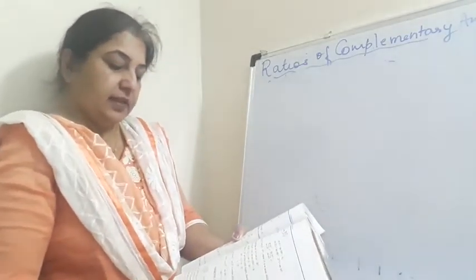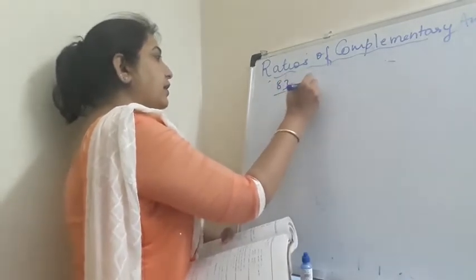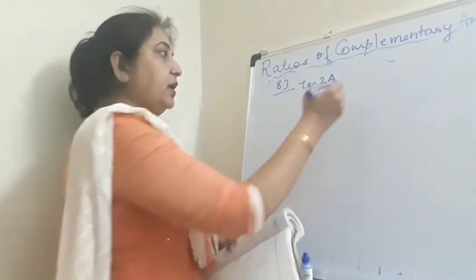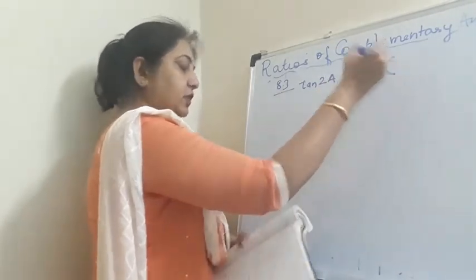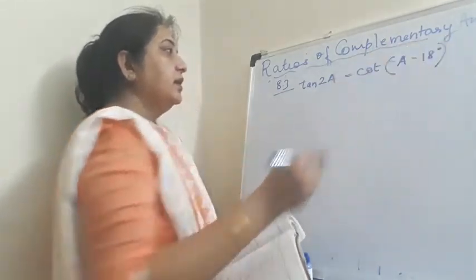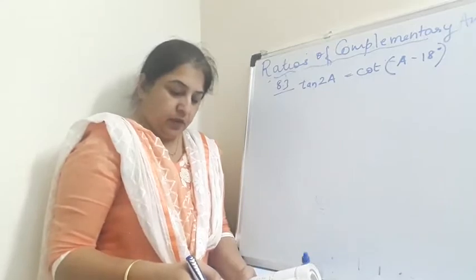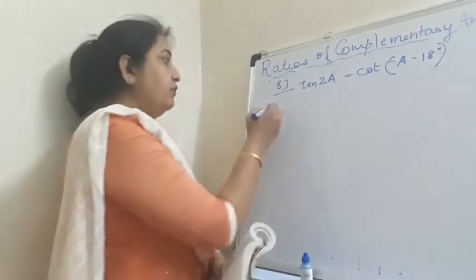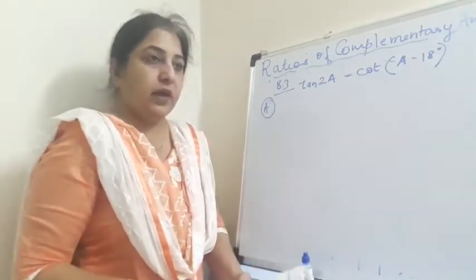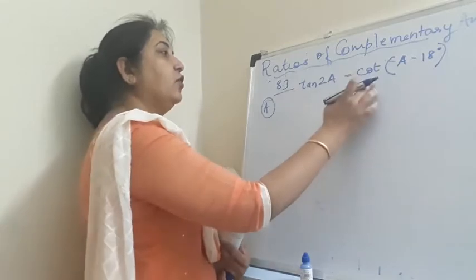It says that tan of 2a is equal to cot of a minus 18 degree, right? Tan 2a is equal to cot of a minus 18 degree. You have to find the value of a, and it is said that 2a is an acute angle. Let us find the relation between tan and cot.